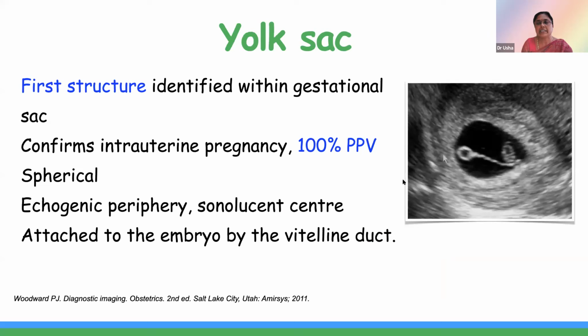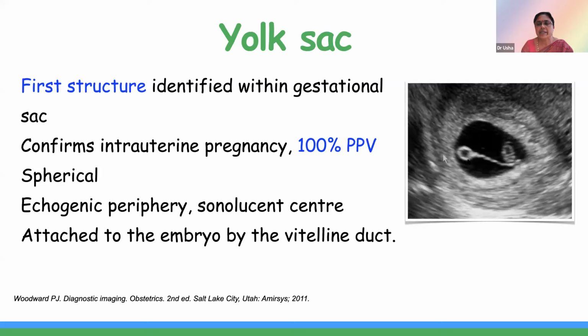So the first structure we see within the gestational sac will be the yolk sac. So once we see the yolk sac, this confirms it to be an intrauterine pregnancy. So we don't have to bother about the other features. So the minute you see yolk sac, this has a 100% positive predictive value that this fluid filled space is the intrauterine pregnancy.